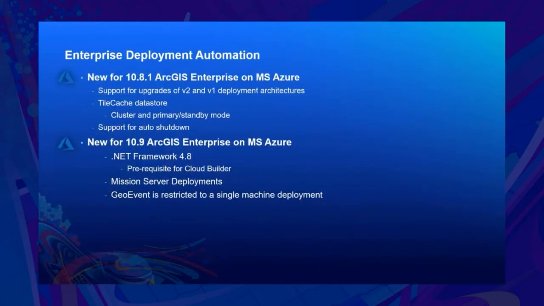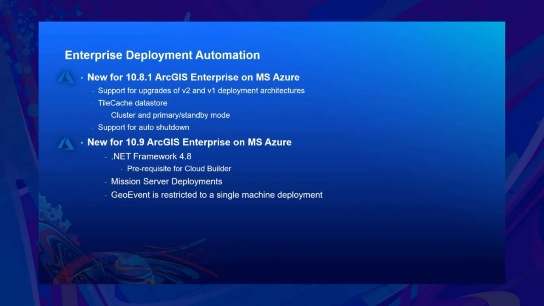The ArcGIS Enterprise Builder in Microsoft Azure also has some new features. Remember at the 10.8 release, this builder introduced the Microsoft Application Gateway that is used in the version 2 architecture. And at the 10.8.1 release, it now offers support for upgrading both the version 1 and version 2 architectures. It also now supports the different modes for the tile cache and supports auto shutdown.